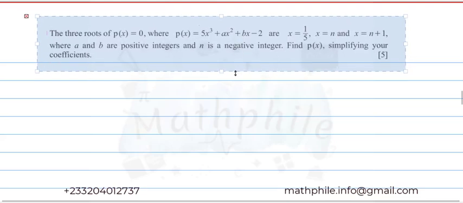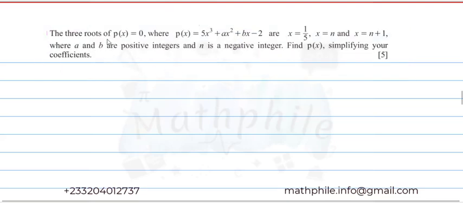So in this question, we're told that the three roots of p of x equals 0, where p of x is given by this, are x equals 1 over 5, x equals n, and x equals n plus 1. So you have to find the values of a and b, and also we're told that n is a negative integer. A and b are positive integers and n is a negative integer. We have to simplify our answers. So the best approach to solve this question would be the comparison method.